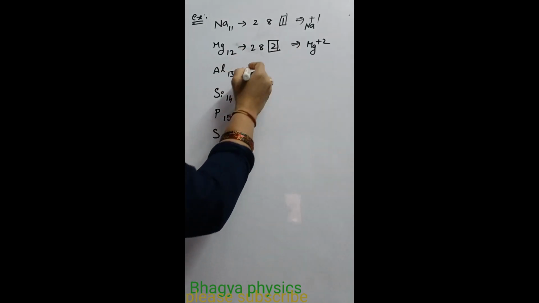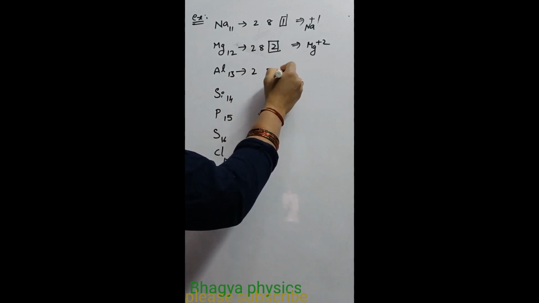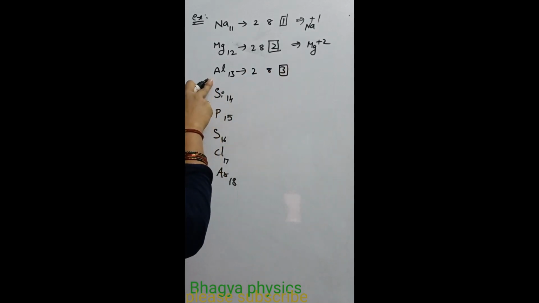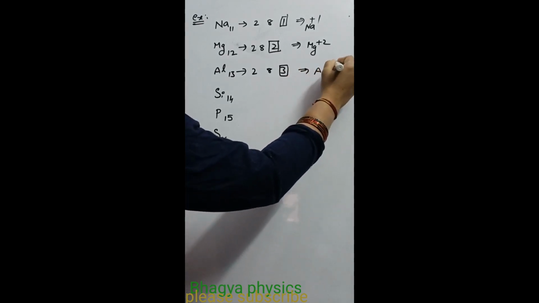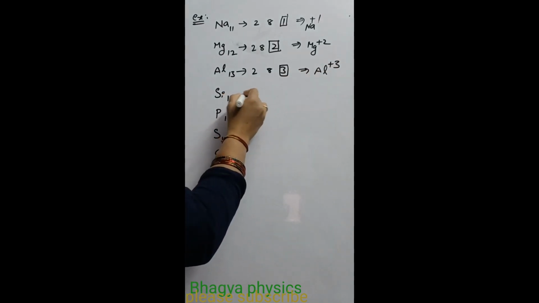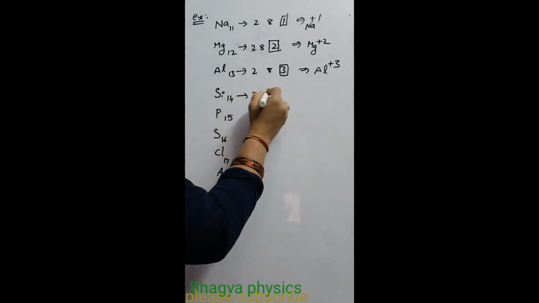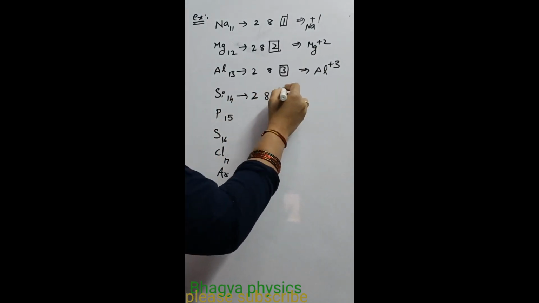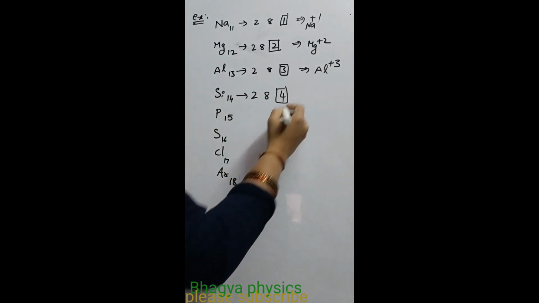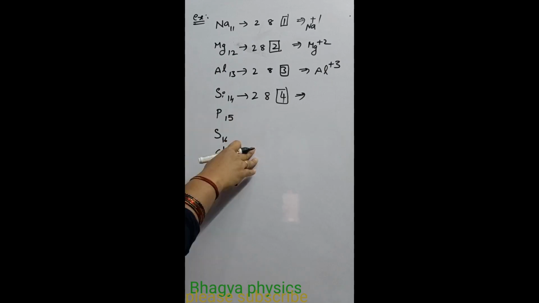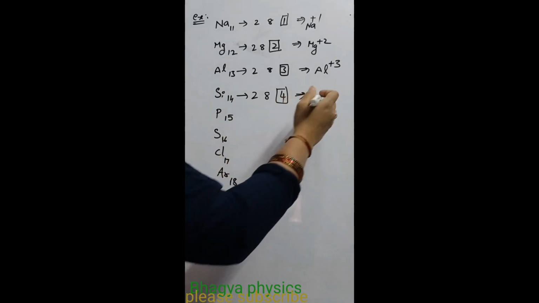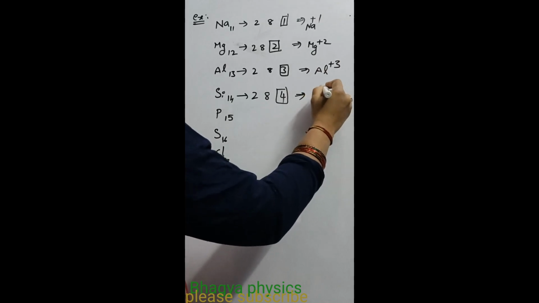For aluminium, 2, 8, 3. 3 valence electrons are present in aluminium. That is why aluminium's valence is plus 3. Then silicon 2, 8, 4. 4 valence electrons are present there. It is not easy to donate or to gain 4 electrons. So silicon also always forms covalent bonds. That is why silicon is plus 4.